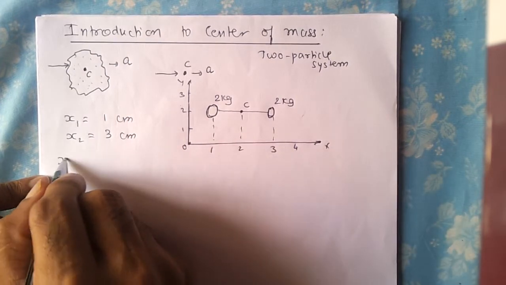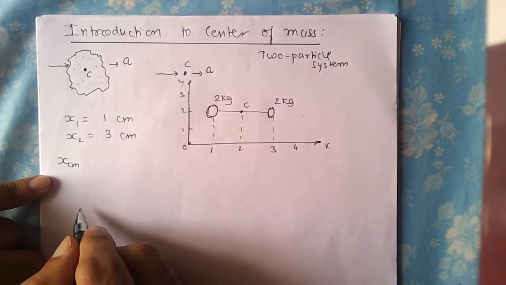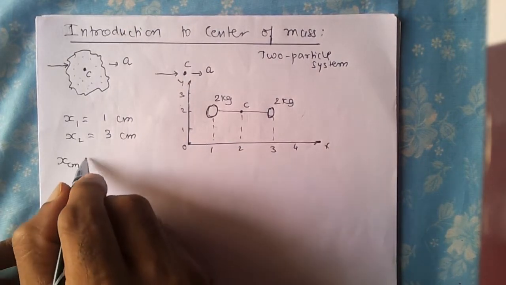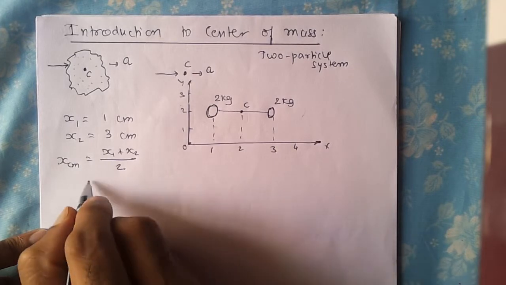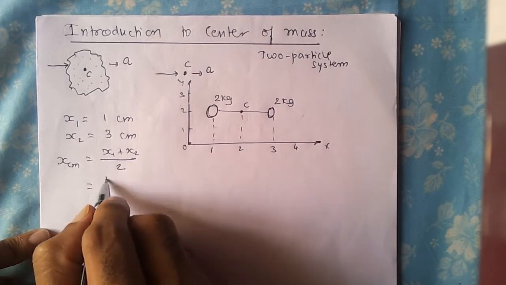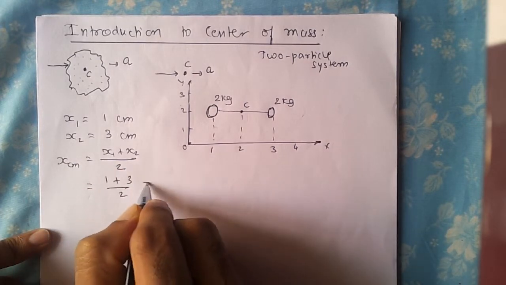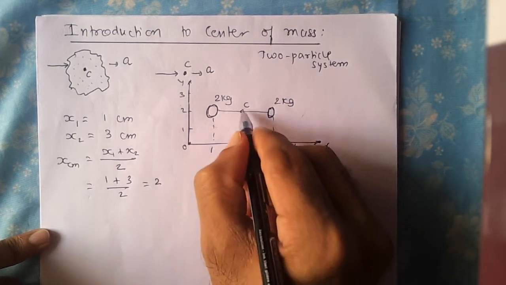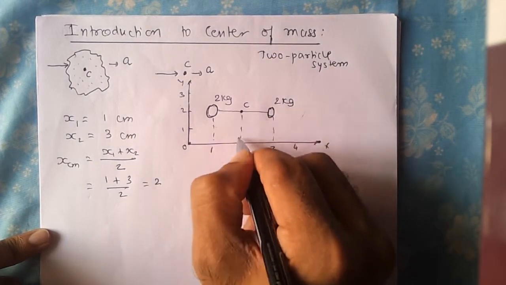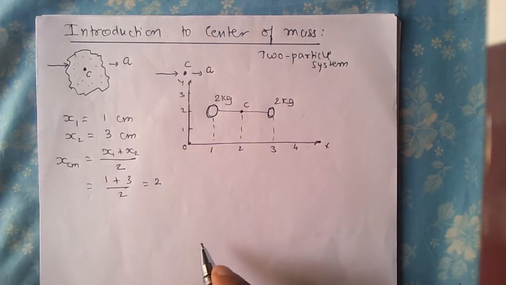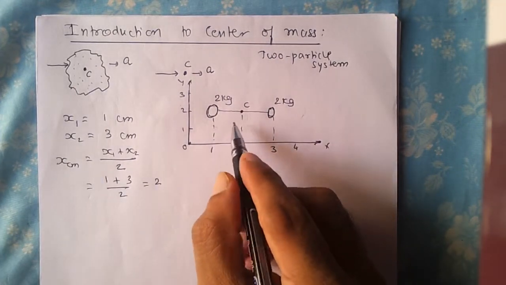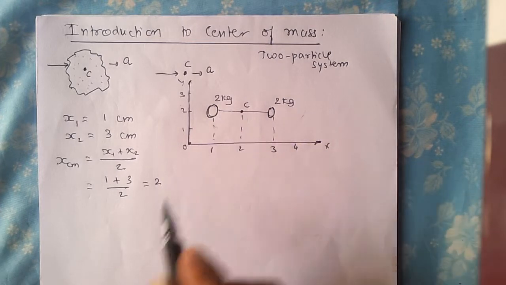The location of the center of mass is obtained by xcm, that is the x coordinate of the center of mass, obtained by taking x1 plus x2 divided by 2. So we can just cross check this. x1 is 1 plus 3 divided by 2, that will give me 2, and you can see that the center of mass is at x coordinate 2. So this is the method for finding out the center of mass of a two-particle system.